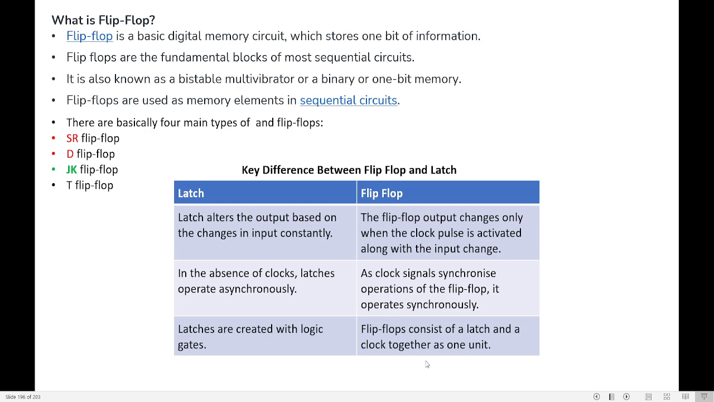So what is the inference from it? Latch will not have clock. Flip-flop will have a clock. Latch output changes when input changes. In flip-flop, the output changes only when a clock and input changes. Here, there is no clock. Since there is no clock, it operates asynchronously. Since there is a clock, it operates synchronously.